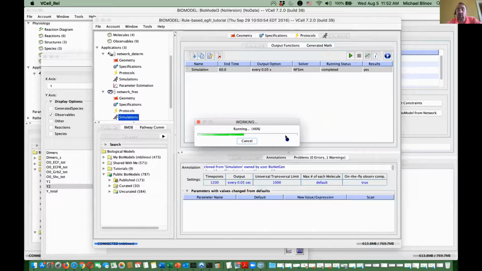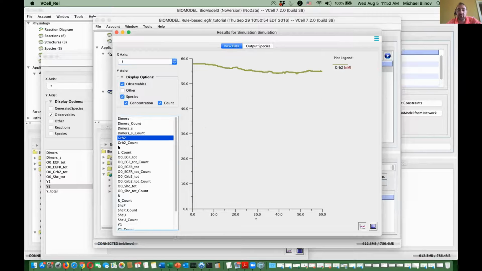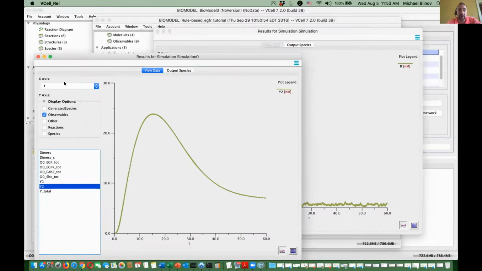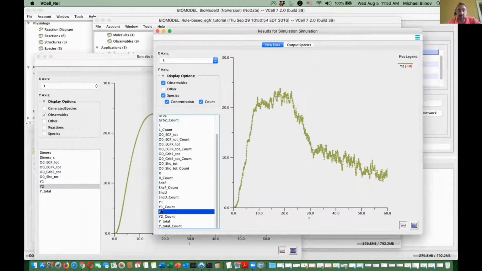And what it does, there are no generated species. These are initial species that were in the model. And these are observables. So we can compare, say, Y2 to Y2 here.